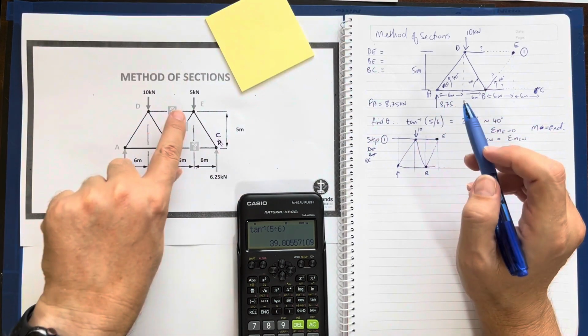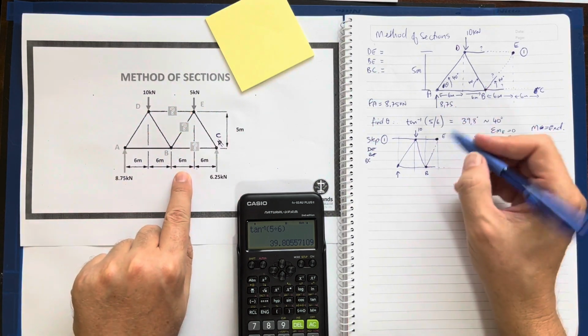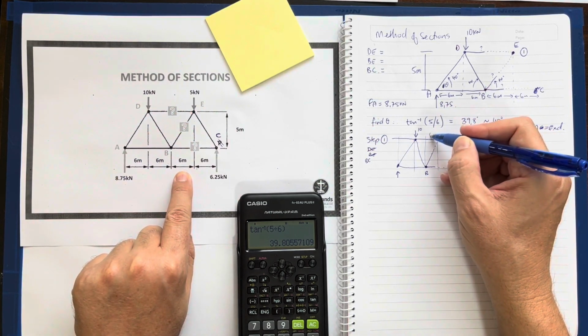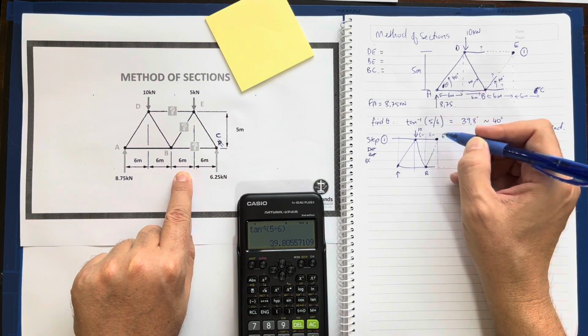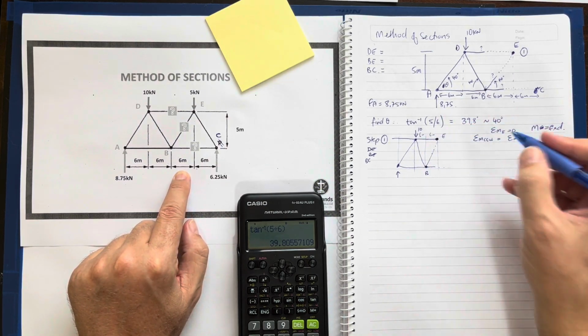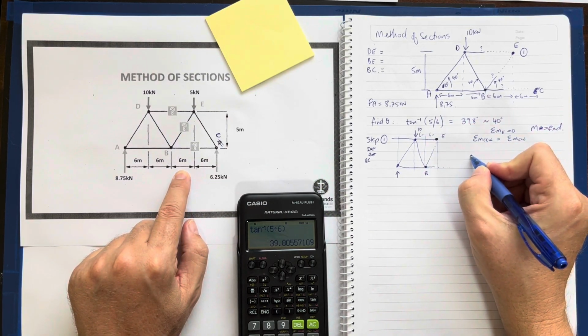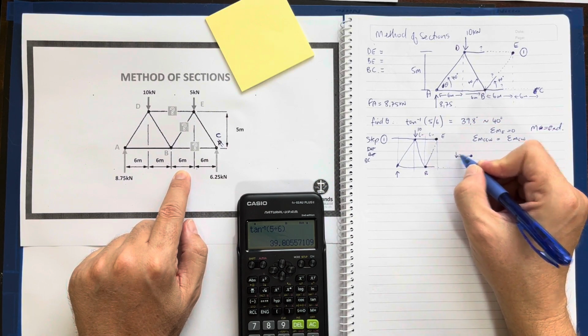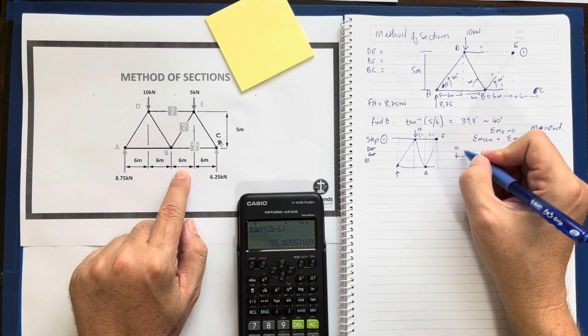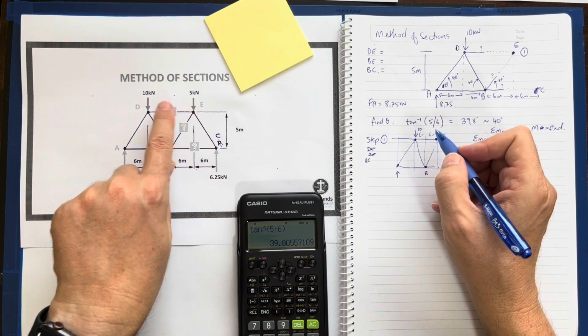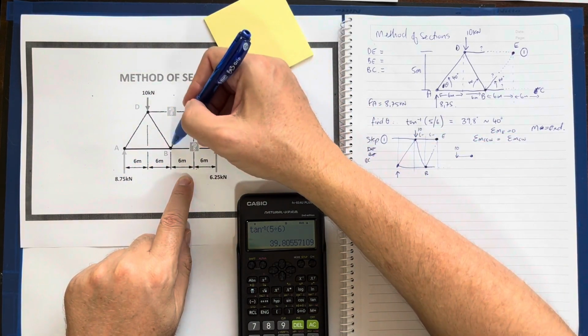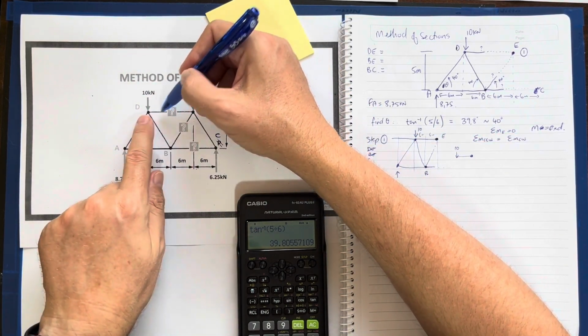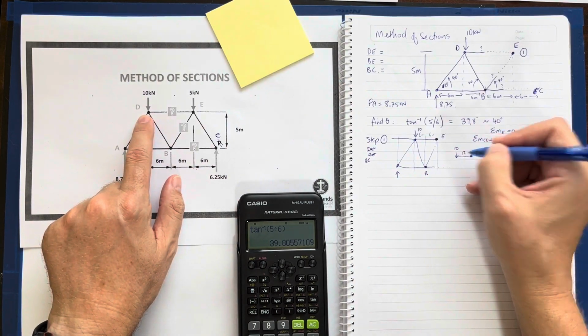Let's have a look. 6 meters. So from E to there, it's 6 meters. So I'm going to draw it here quickly. 10 is 6 meters to there, and 6 meters to there, so that's equivalent of 12.